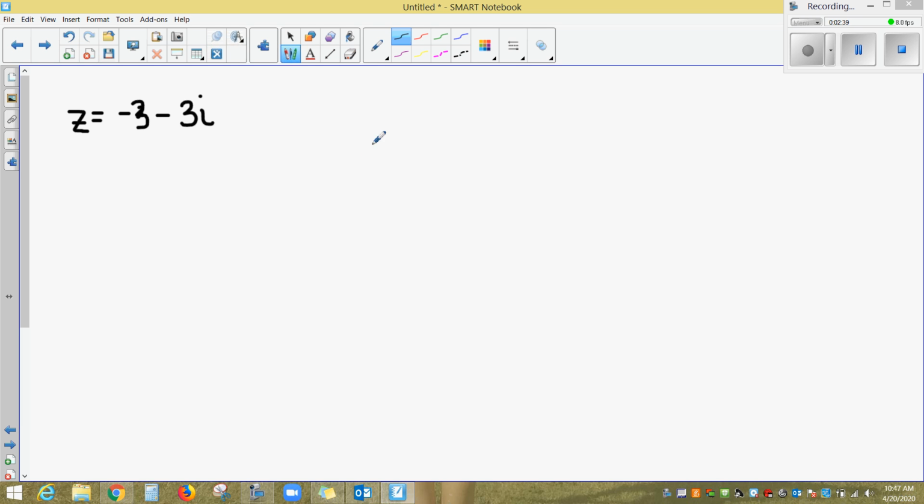Now, we need r and we need theta. So r is going to be the square root of the real part squared, my a squared, plus b squared. And the square root of 9 plus 9 is the square root of 18. I'm always going to simplify those radicals if they simplify further. And so we're going to call that 3 times the square root of 2.